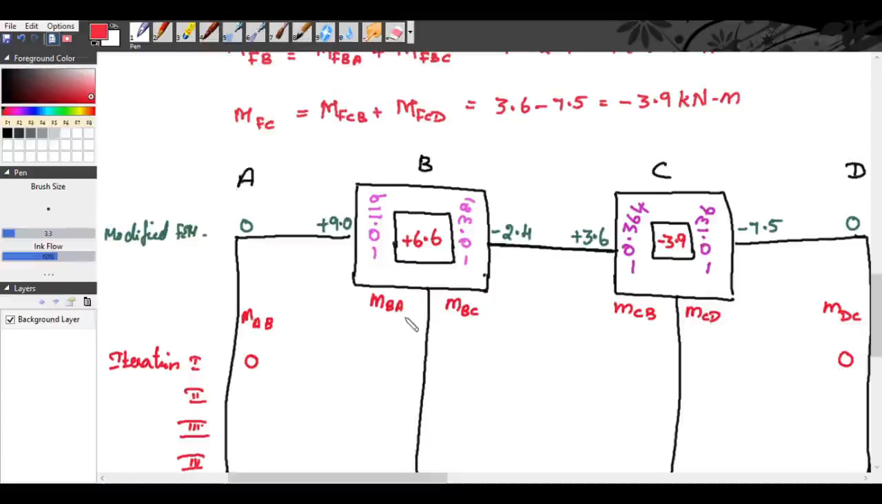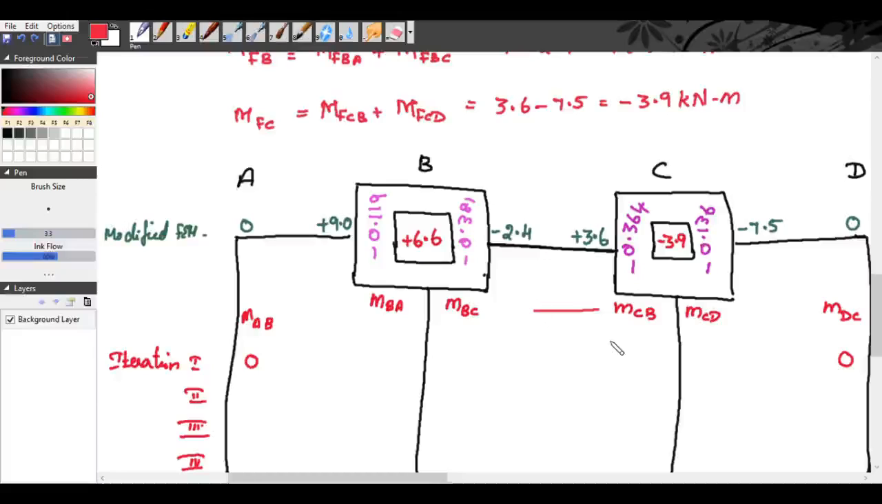For the first iteration, we will find MCB. We will start from MCB first, and initially we will assume MBC as 0. See, only the contribution is from MCB to joint B and from MBC to joint C. I repeat, the rotational contributions are from MCB to joint B and MBC to joint C.